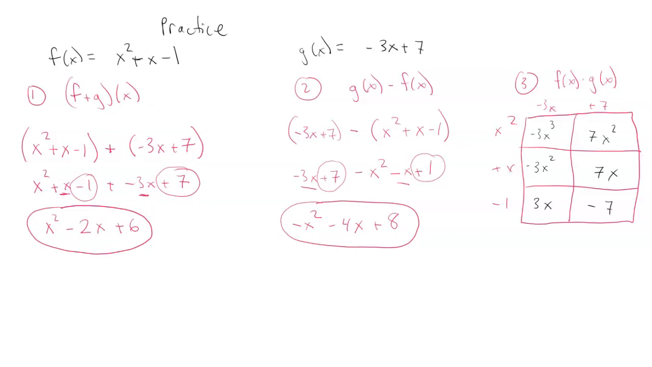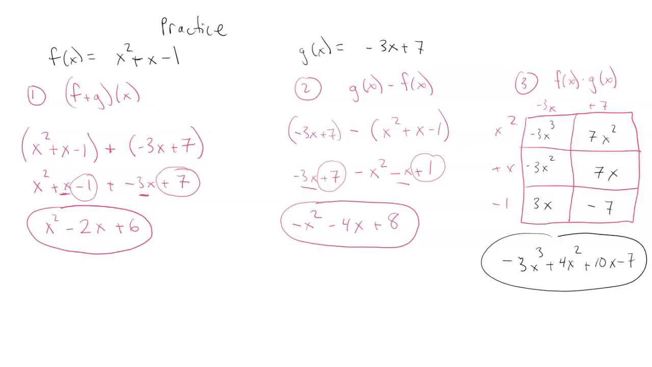Combine like terms, so I only have one of the x cubes. I got negative 3 and a 7, so this will be plus 4x squared. 7 and 3 gives you 10x, and then minus 7.